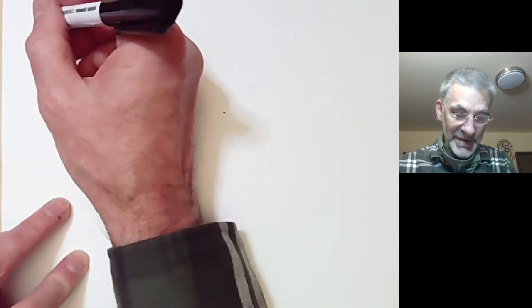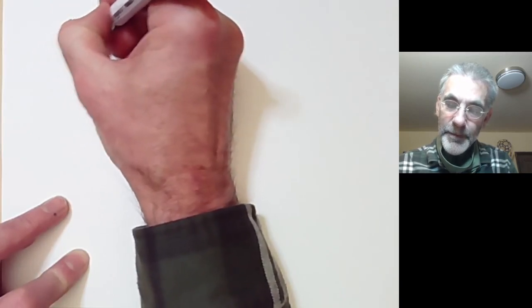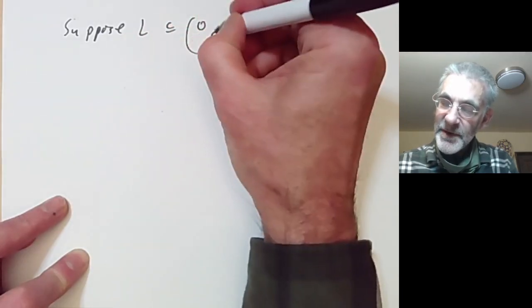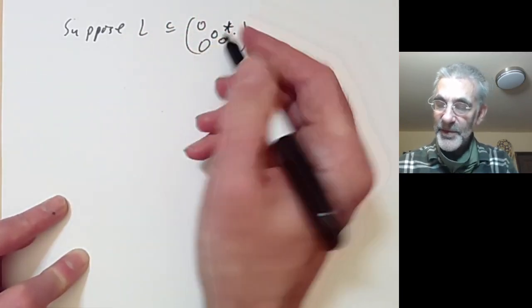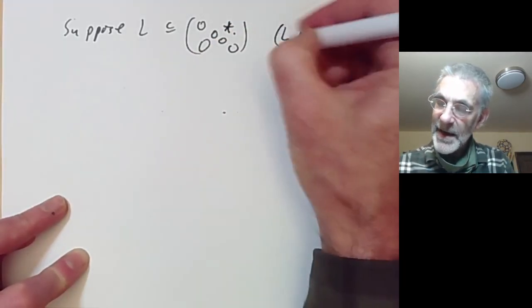In some of the lectures, I've made several rather disparaging remarks about nilpotent Lie algebras and nilpotent groups and said how horrible they were. And I would like to point out that although they're kind of evil, they're not completely evil, and there is actually one nice property of nilpotent Lie algebras that doesn't hold for general Lie algebras. So suppose we have a Lie algebra L contained in a group of strictly upper triangular matrices. So in particular, L is nilpotent as a Lie algebra.